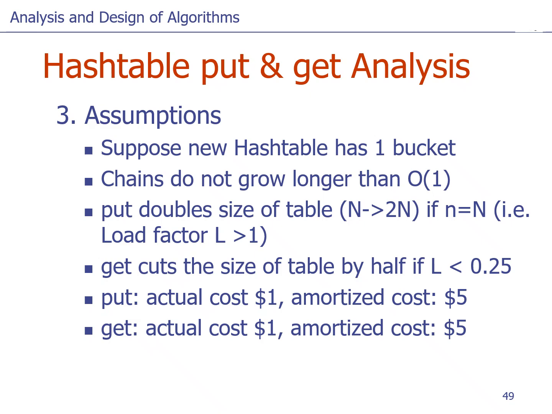Now, go back to this notion of actual and amortized. The put has an actual cost of 1 and an amortized cost of 5. That means in the fast version of put, I will pay $1, and in the slow version of put, I will pay $5. In the fast version of put, I will save $4, which is the difference between the amortized and the actual cost. The same thing applies for the get.